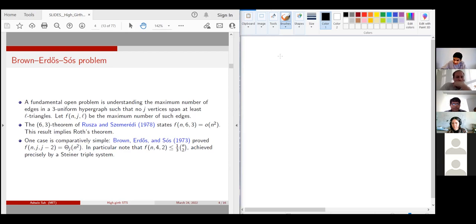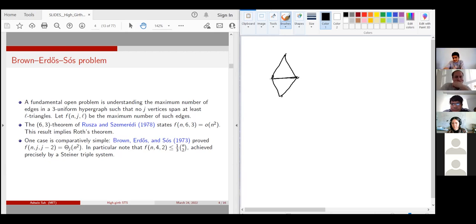So let's just quickly draw this out. So what is f(n,4,2)? So we have four vertices, and we have two hyperedges on them. So here's basically what it has to look like. We have two hyperedges that share a single pair, a single two-edge. And we need to avoid this.